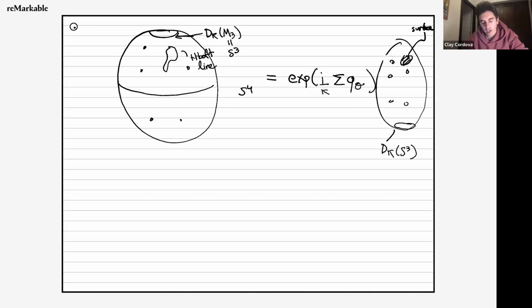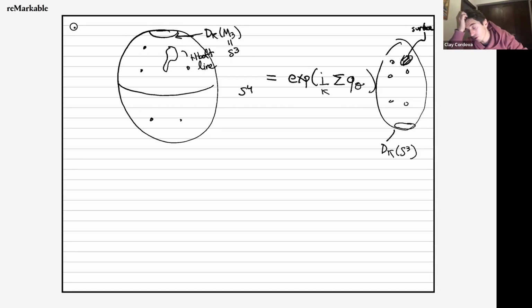So now you see that in the presence of the 't Hooft line, it's not necessarily the case that the charges sum to 0. Instead, you learn that the correlation function with the line and the other operators inserted is equal to a phase times the correlation function with this surface operator inserted. That's the kind of selection rule that you derive.